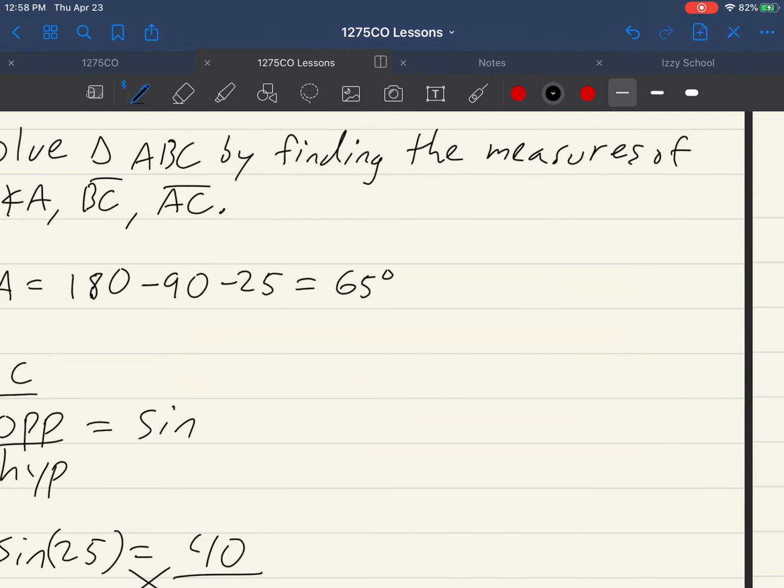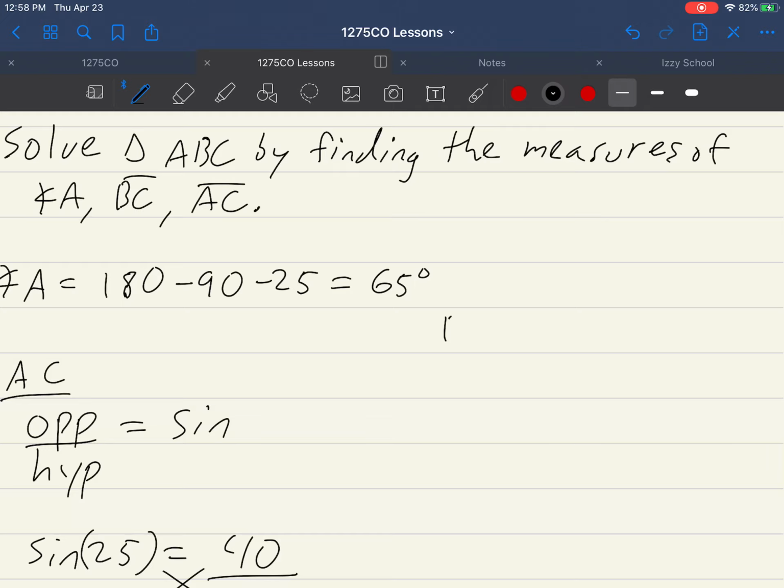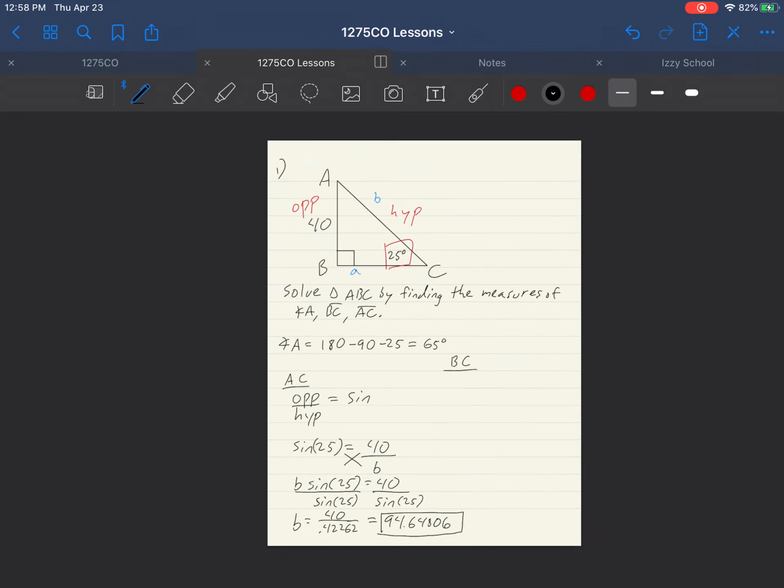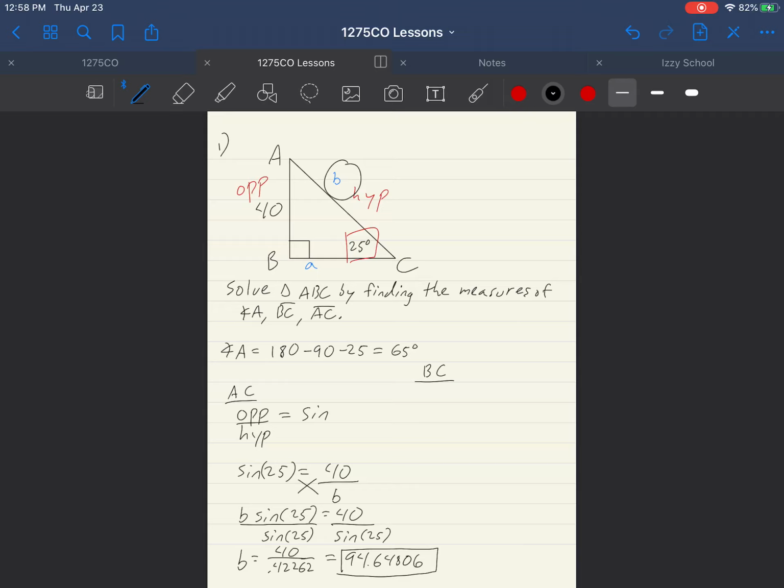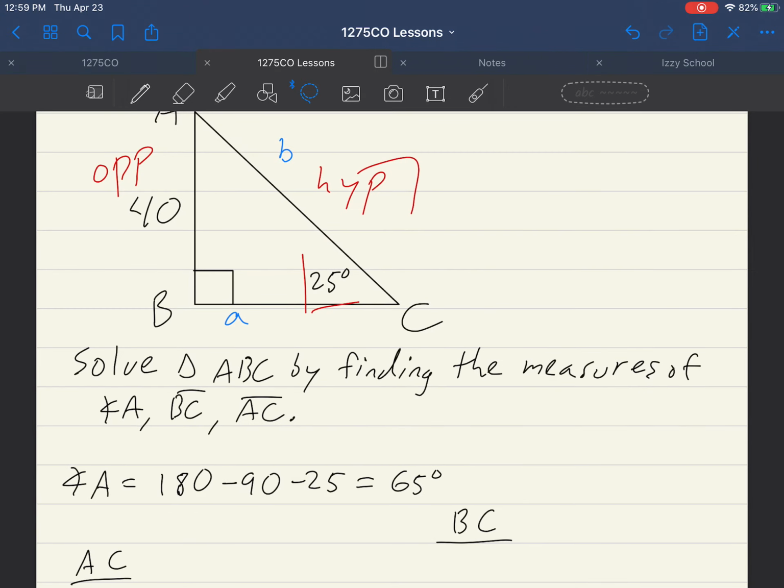And the next thing we're looking for is the side BC. We can use the Pythagorean theorem because we know now that this is equal to 94.65, and we know that this is equal to 40. So we can plug that into the Pythagorean theorem to find the value of side BC. But let's use trig again in order to figure this out. And again, what I like to do is to use the information that is given to us rather than the information that we calculate.